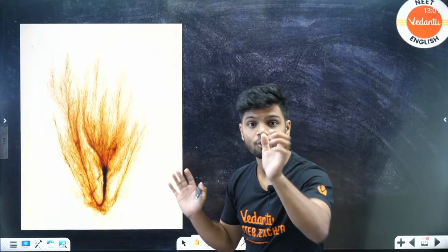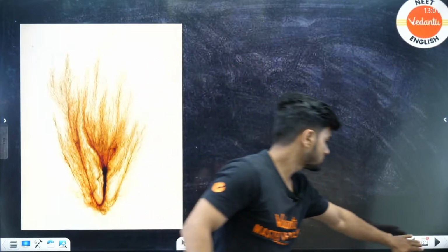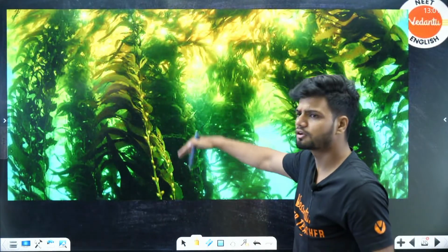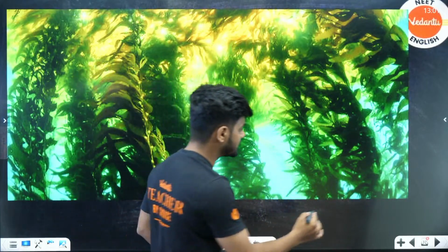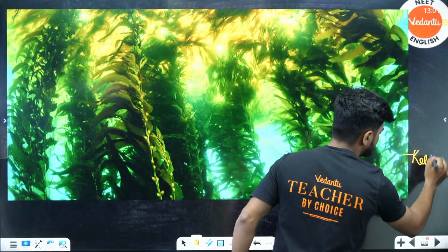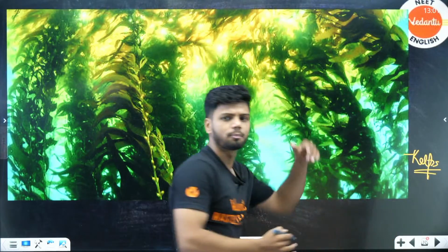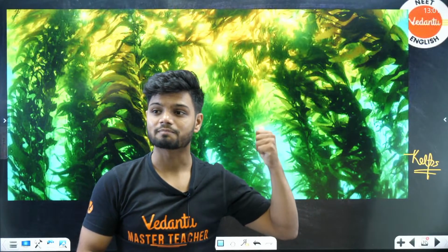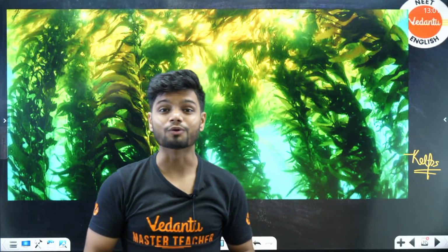Or your brown algae can be very tall, just like in the Avatar movie. Can you see this? Very tall, large, 100 meters tall. Those are your giant kelps, 100 meters tall plants. This is also your brown algae.